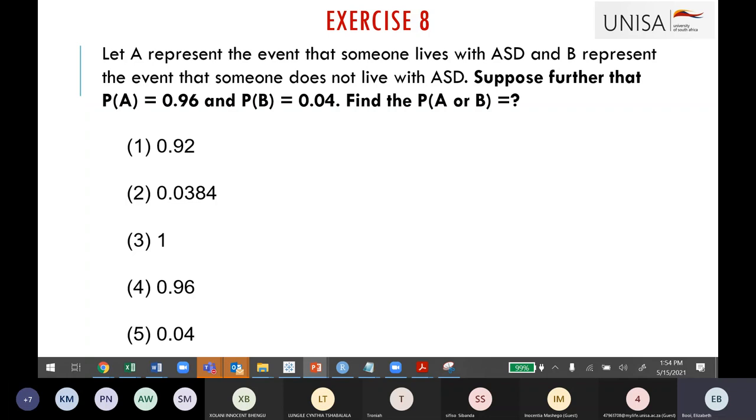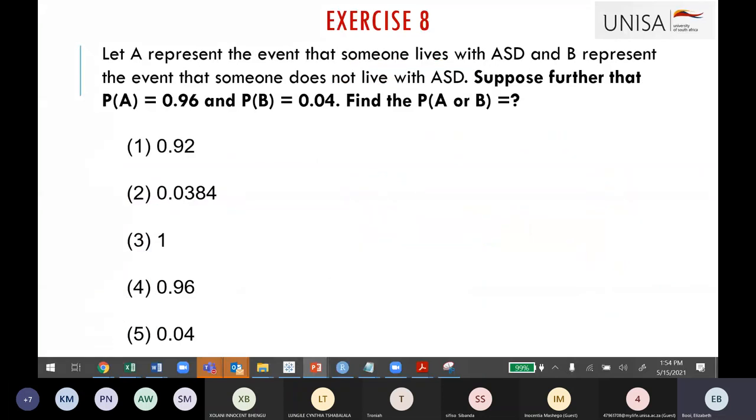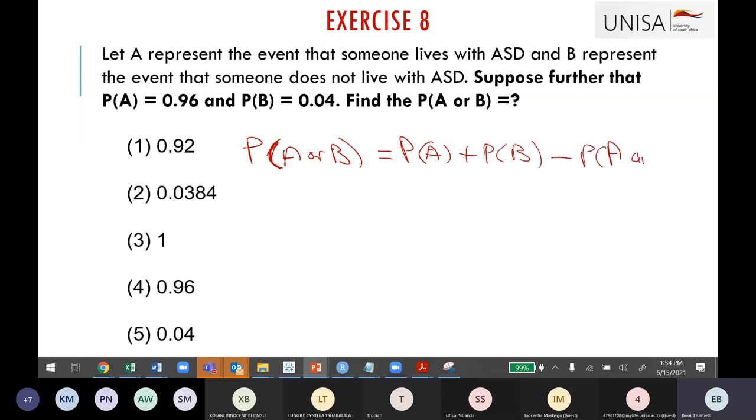Remember what we discussed previously there. Next, you need to take that into consideration when you answer this question. So you have the probability of A or B as your formula, and we know that that is the probability of A plus the probability of B minus the probability of A and B. Answer the question.